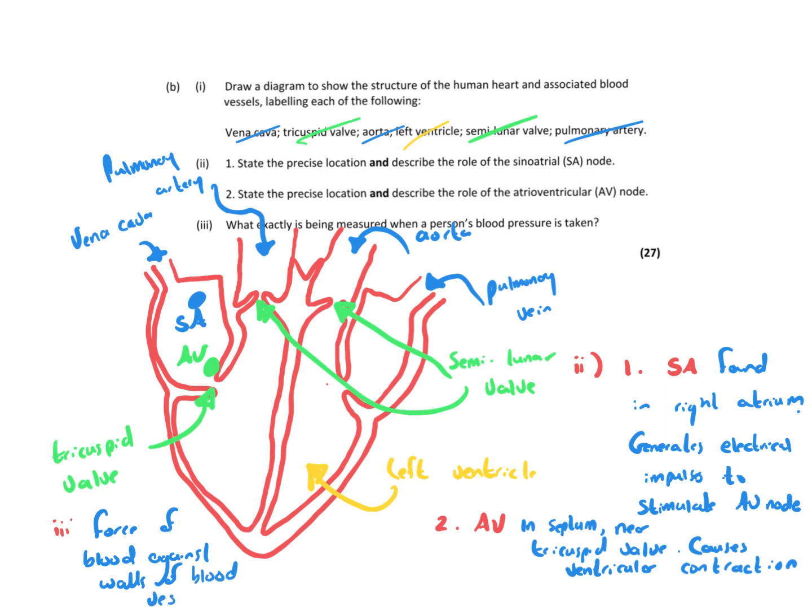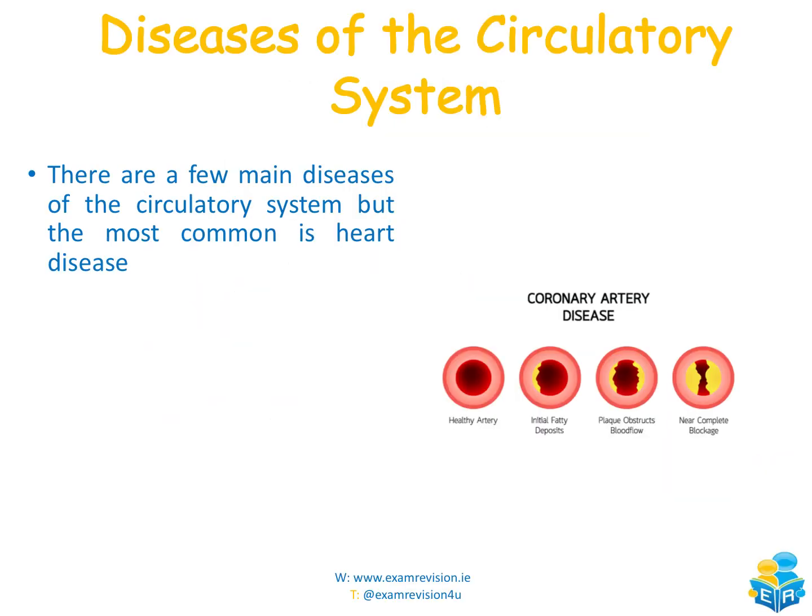Okay, so we're measuring the pressure that the blood is traveling at. So there's our label diagram, a couple of questions associated with it. Again, really important that you know that diagram for the final exam. Now, the final thing we're going to briefly mention today is just diseases of the circulatory system.